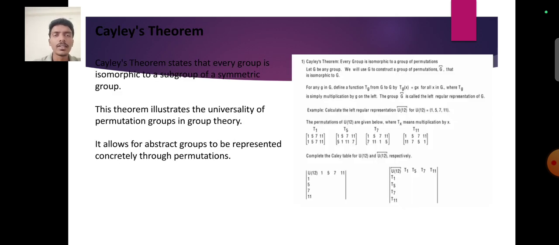Cayley's theorem. Cayley's theorem states that every group is isomorphic to a subgroup of a symmetric group. This theorem illustrates the universality of permutation groups in group theory. It allows for abstract groups to be represented concretely through permutations.